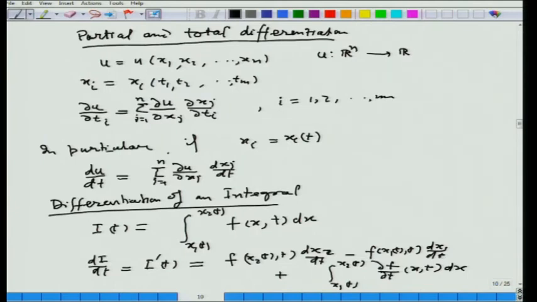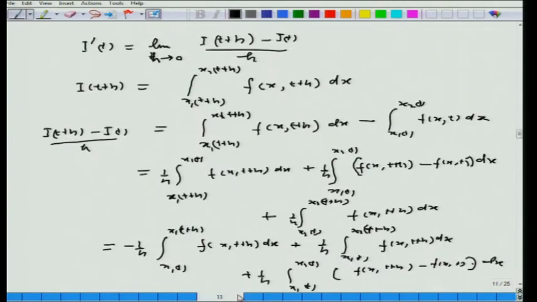Here it is assumed that x1 and x2 are differentiable functions of t, and inside this integral, the third term, the integral of x1 to x2 of del f over del t of x t, it is assumed that the partial derivative of f with respect to t exists and is a piecewise continuous function, so that this integral is well defined. Now this was the proof of that.